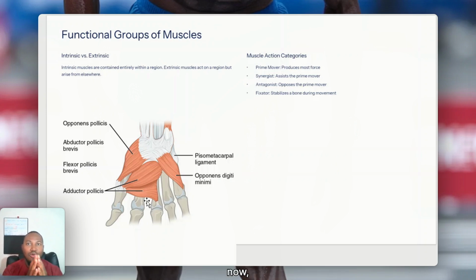All right? Now, muscle action categories. We have prime movers, synergists, antagonists, and fixators. You must be able to know this. A fixator is a muscle that stabilizes a bone during a movement. It holds a bone in place. A prime mover produces most of the force. A synergist assists a prime mover to achieve the movement. An antagonist opposes a prime mover. It's very important that you know which is the prime mover, always.